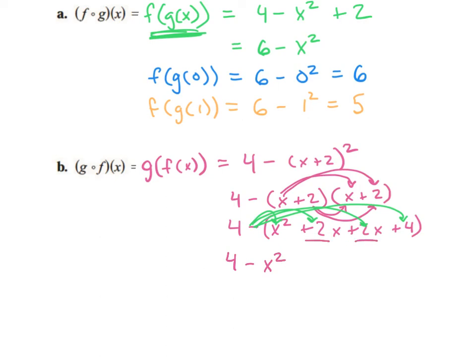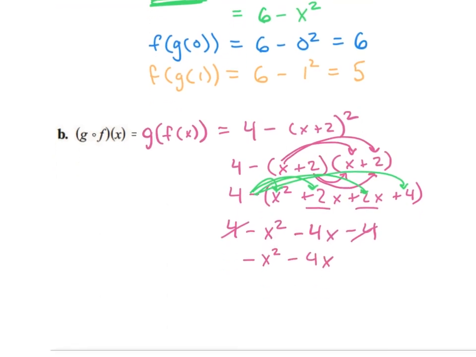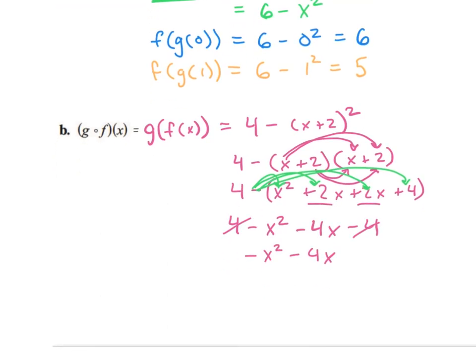I'm going to combine our two x's together. So 2x plus 2x would be 4x. So this is a minus 4x and then a minus 4. What can we do next? Subtract the 4s. Right, 4 minus 4, they cancel each other out. So we have negative x squared minus 4x. So this is our g of f of x.